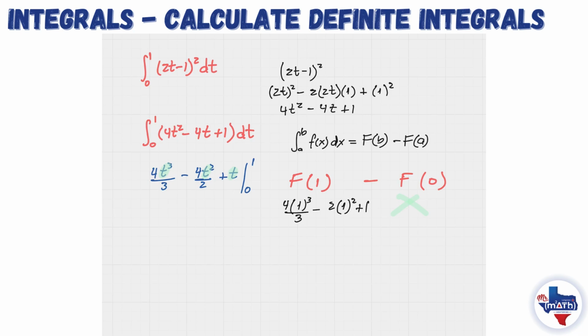Okay, we'll have now 4 times 1 is 4 thirds, minus 2 times 1 is 2, plus 1. This is equivalent to 4 thirds minus 1. 1 in thirds is going to be 3 thirds. So 4 thirds minus 3 thirds will be 1 third. And this should be our answer.